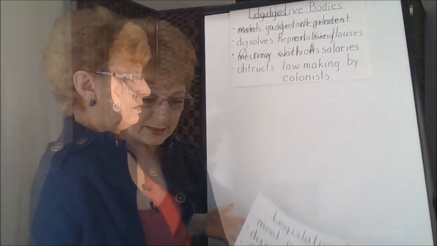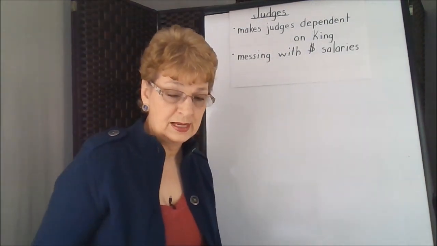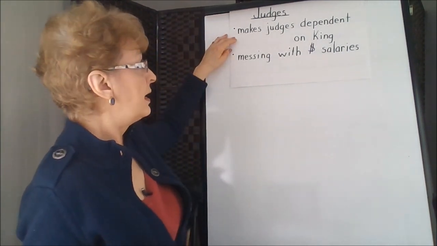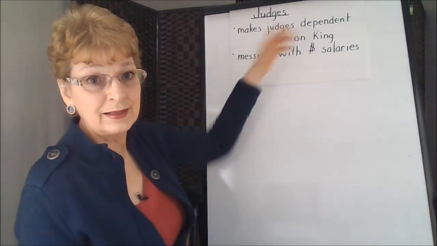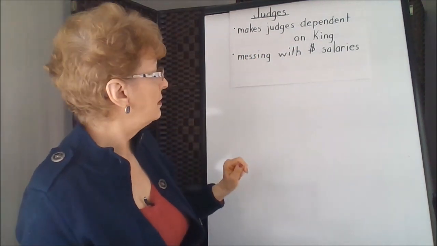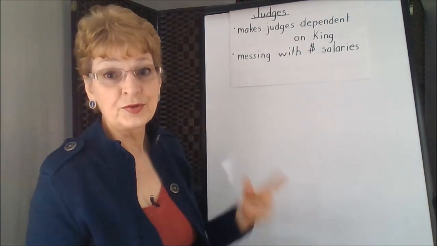So these grievances deal with the king making the judges dependent on the king's ideas. So really, the king turns out to be the judge.